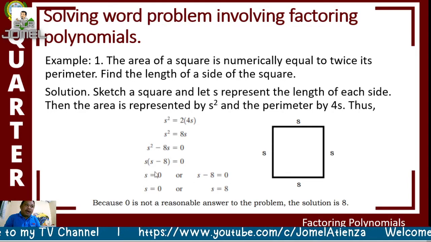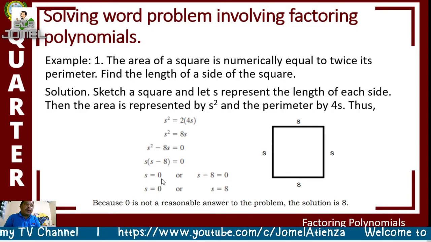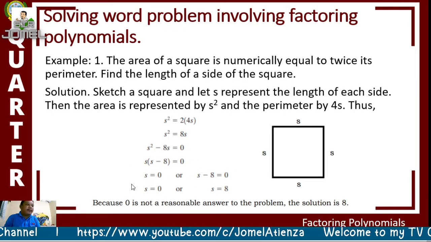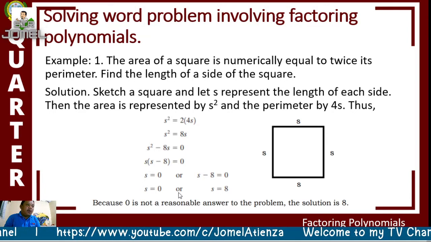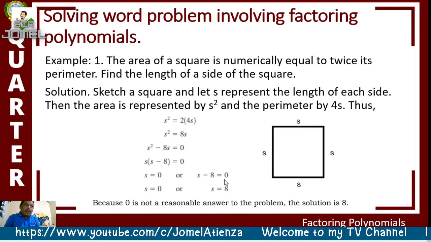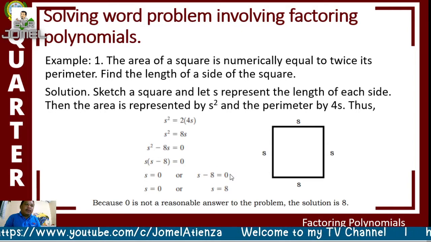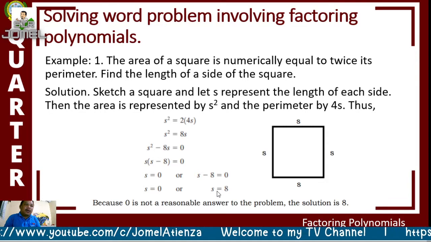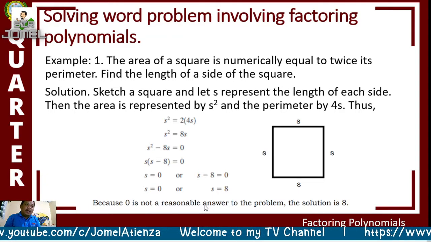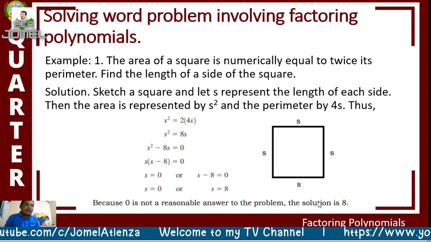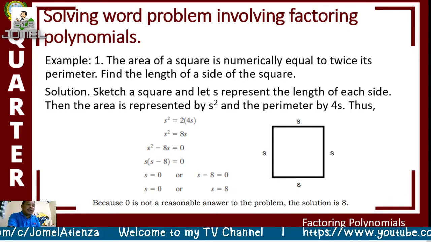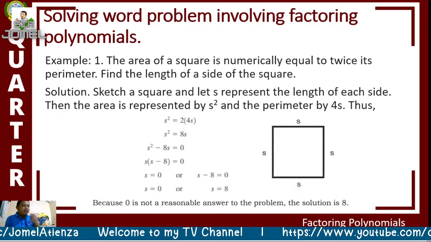So, nagkadalawa na yung ating equation. Kasi dalawa na yung roots na tinatawag natin or the solution set. So, we have now S is equal to 0 or S is equal to, tatranspose ulit natin sa kabila, negative 8, it will become to the other side, positive 8. So, S is equal to 8. Because 0 is not a reasonable answer to the problem, thus the solution is 8. 8 po yung ating magiging sagot. Okay? Next.